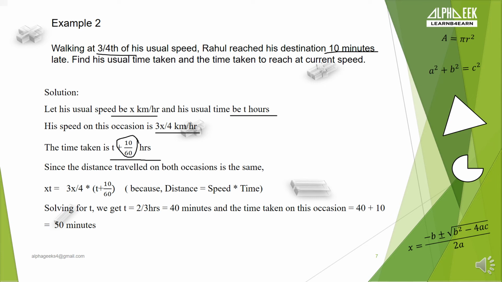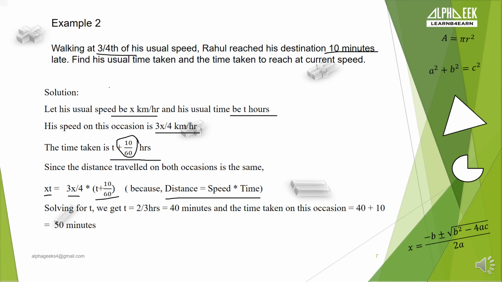Now let's move to the next thing. Since the distance traveled on both occasions is the same, the starting point and the ending point in both the scenarios are the same, therefore we can equate the distance. Distance is equal to speed into time. So multiplying speed and time will give us distance. So at his usual speed he is covering x into t distance, and at his current speed he is covering 3x by 4 into t plus 10 by 60 distance. So these both distances must be the same because the starting point and the destination are the same.